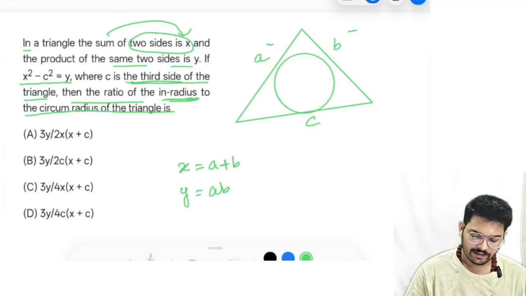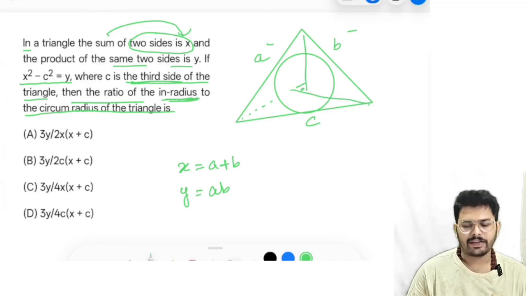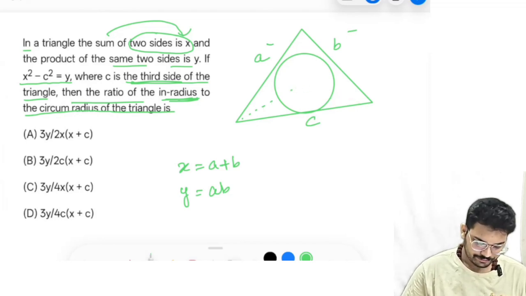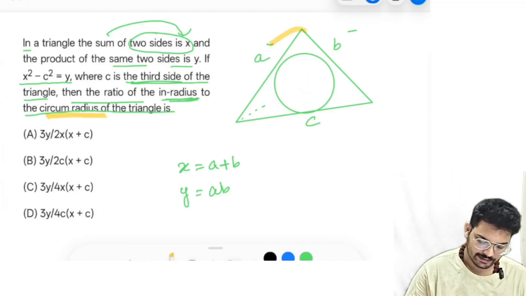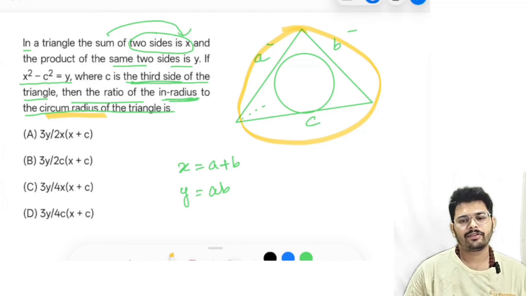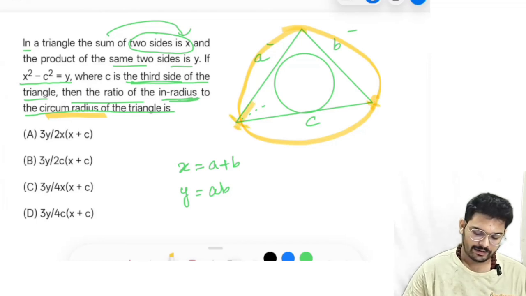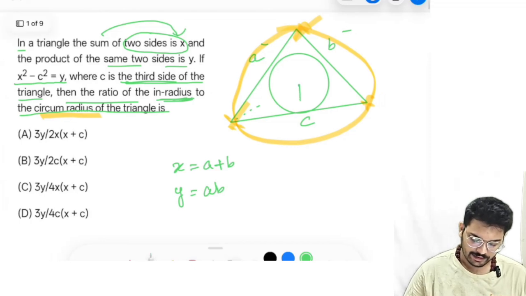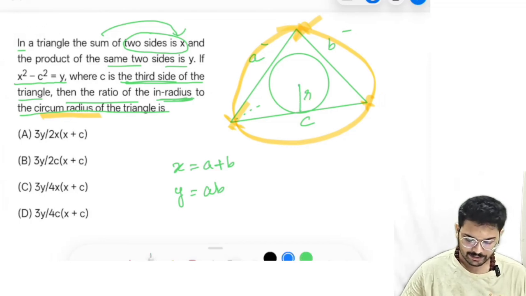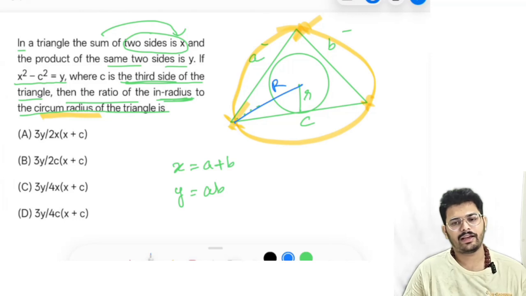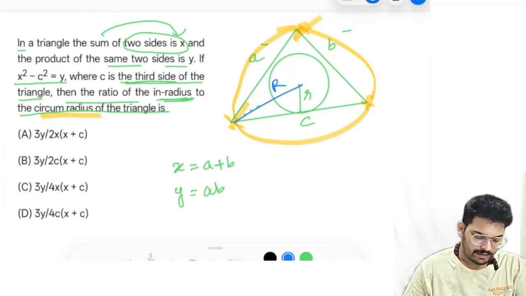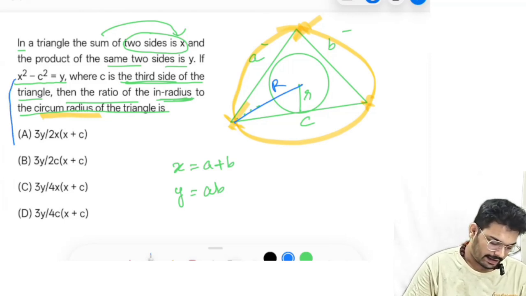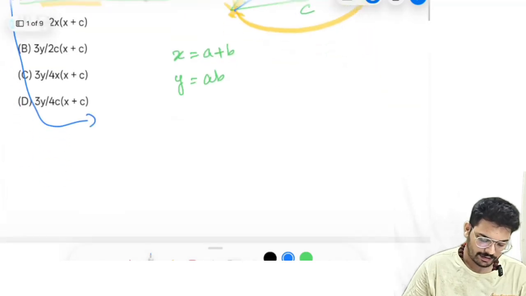inside, having its center where the angle bisectors meet, and the circumradius, that is the radius of the circumcircle, that's the circle in which all three vertices of the triangle are lying. So for inradius we will be using small letter r, and for circumradius we will be using capital letter R to denote. Now they have given us an expression, that is x square minus c square equal to y.